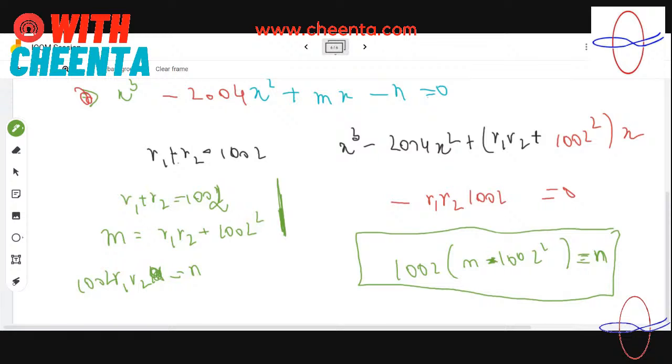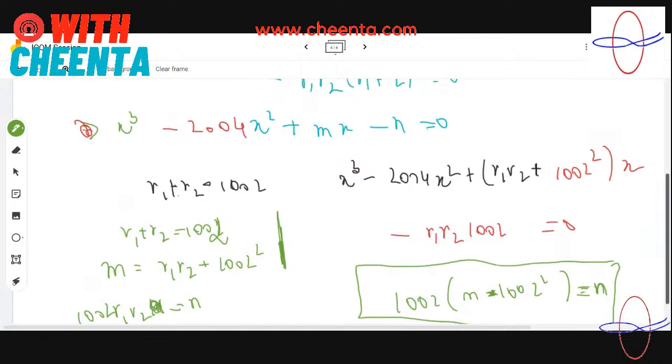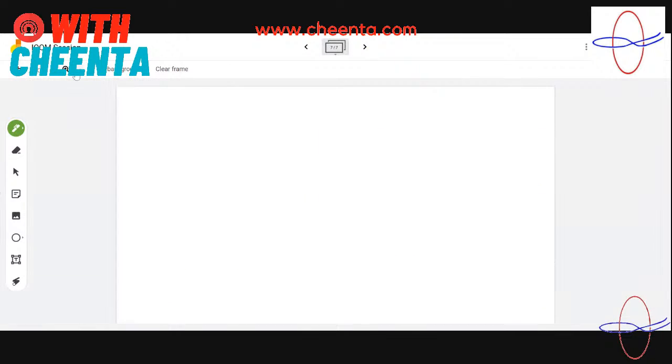Yeah, R1 and R2 are positive, right? But what can be there? Can you just find out something? What can be there for R1? So let's see this problem now.